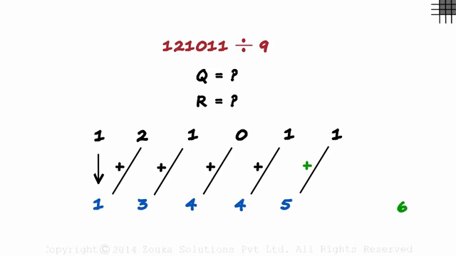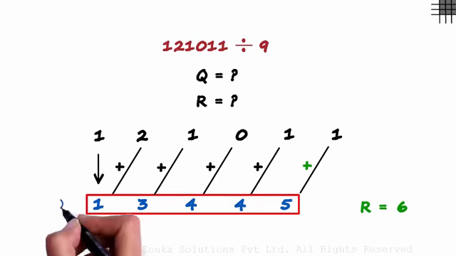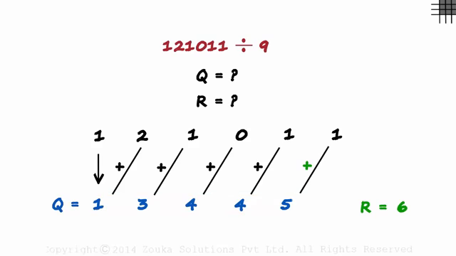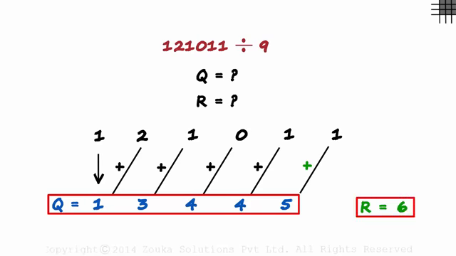Yes, there's a reason why we have written this in a different color. 6 is the remainder, and this part is the quotient. Yes, we got the quotient as well as the remainder without performing the division process.